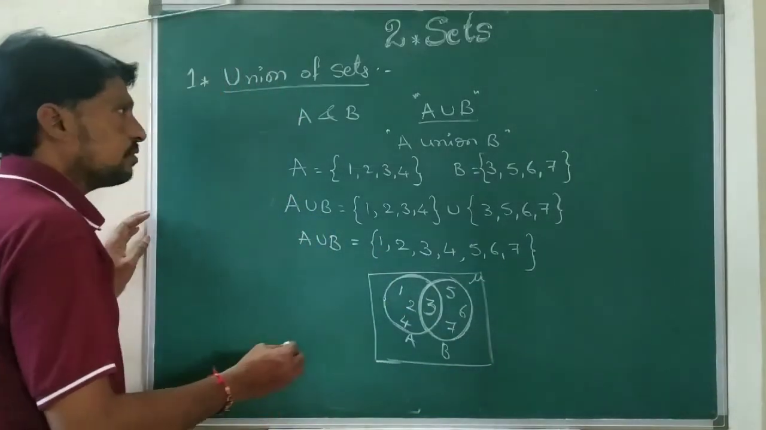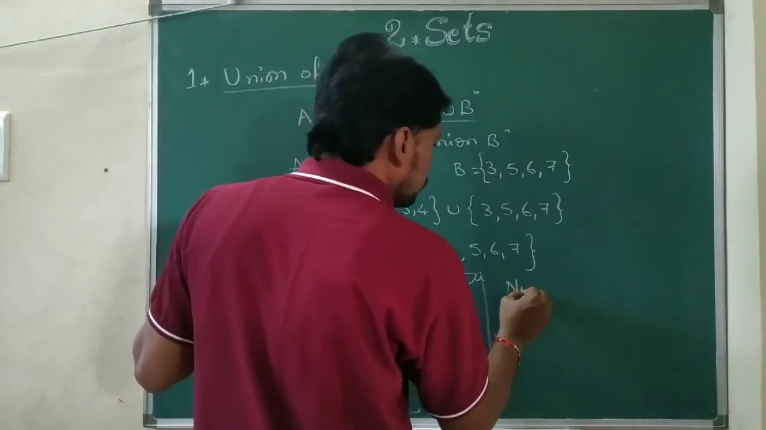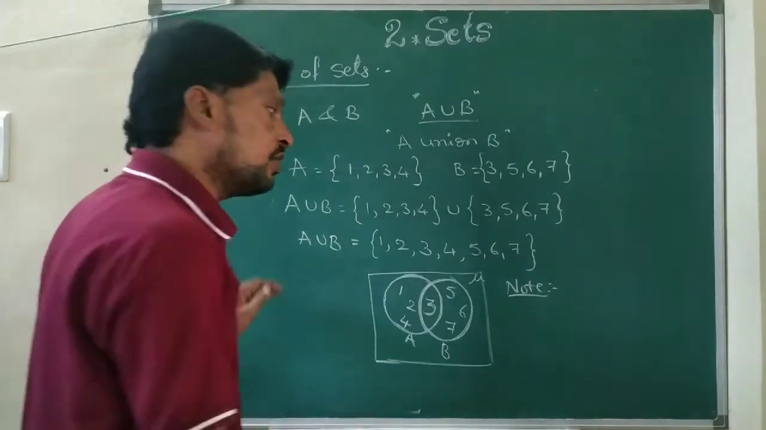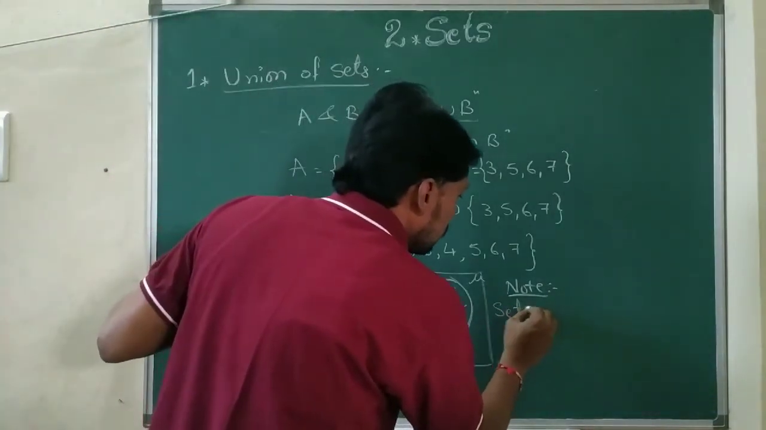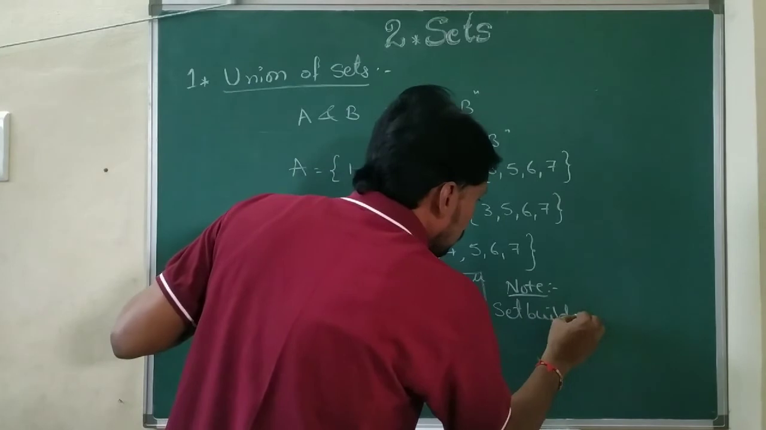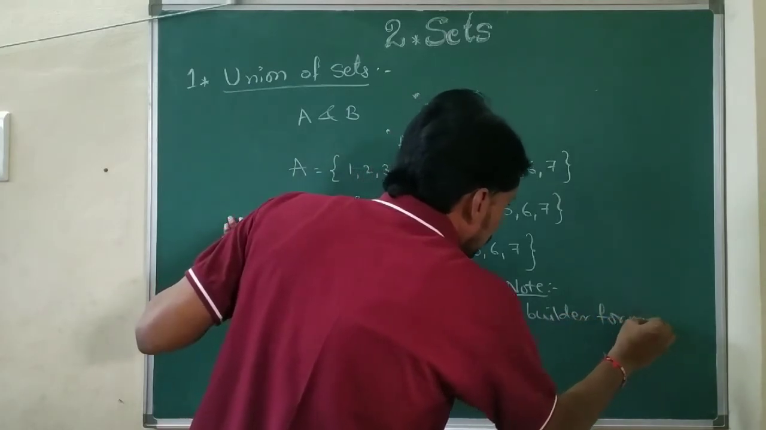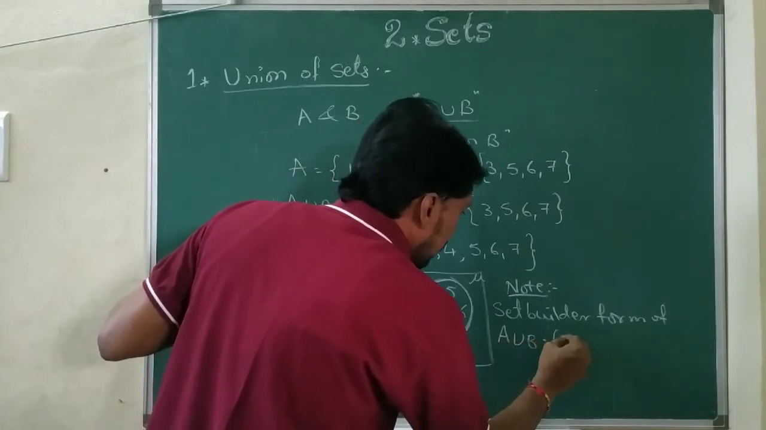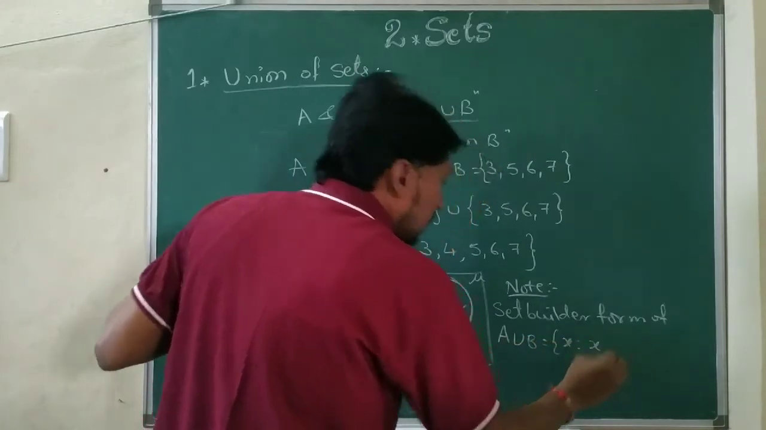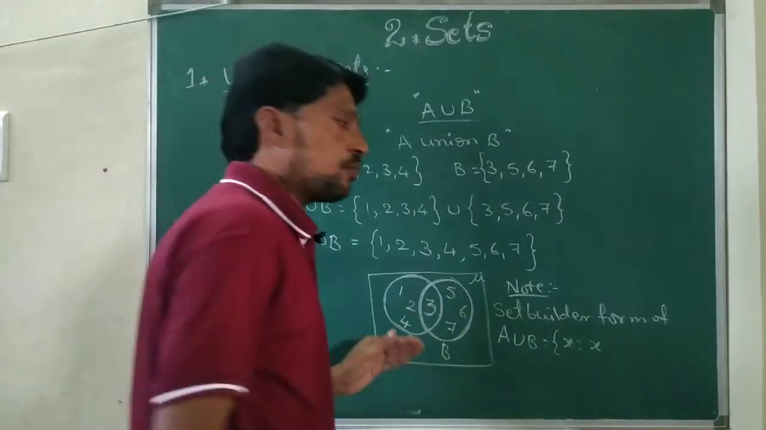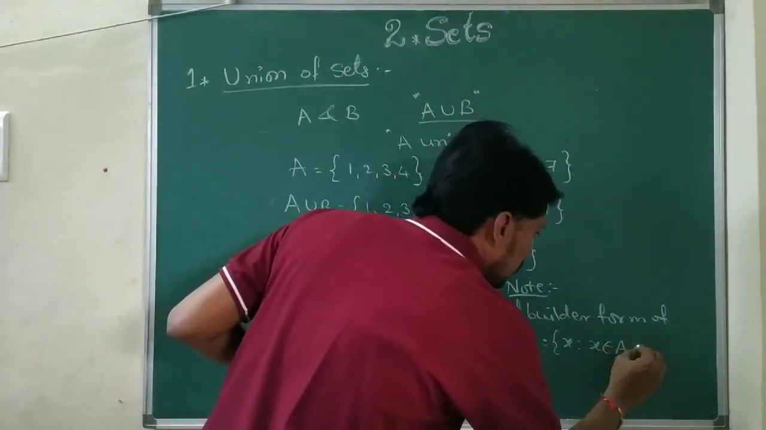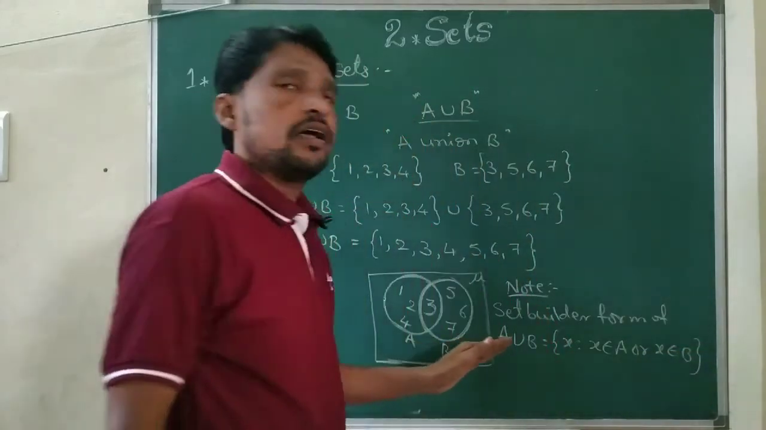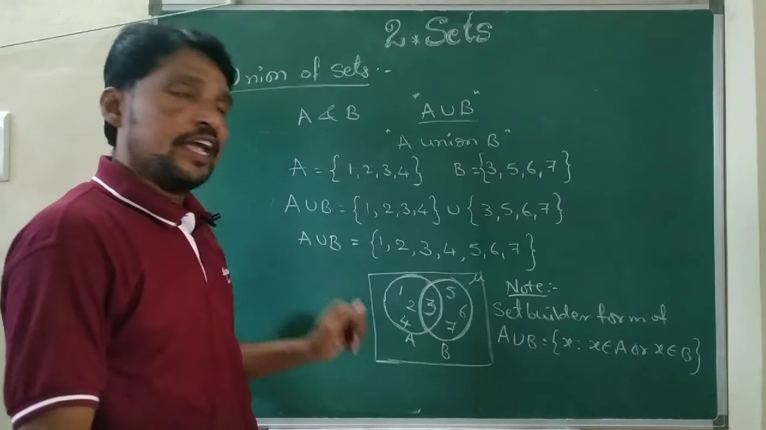Now one note. What is the note? The set builder form of A union B equals x such that x belongs to A or x belongs to B. This is the set builder form for A union B.